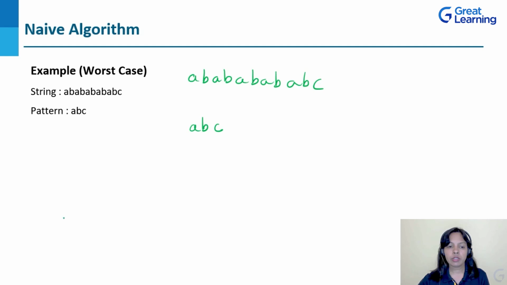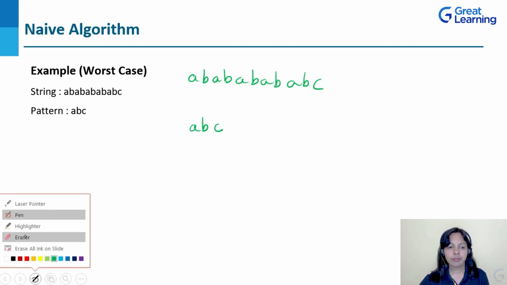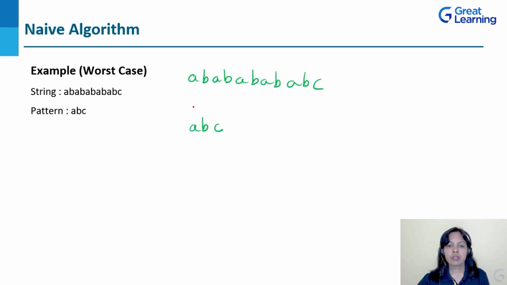Okay, so I'll quickly go ahead and just change the pen pointer color. So we'll match A. So j will be pointing here and i will be pointing here, right? Initially. So j and i will be matched. It's matching. So we'll increment. We'll increment this also. These two are matching. Yes, we'll increment this. We'll increment this also. These two are not matching.